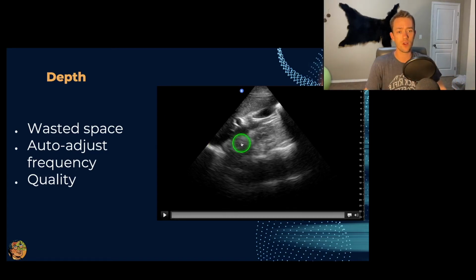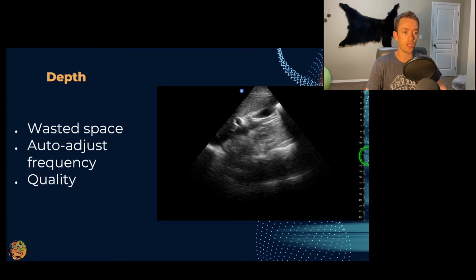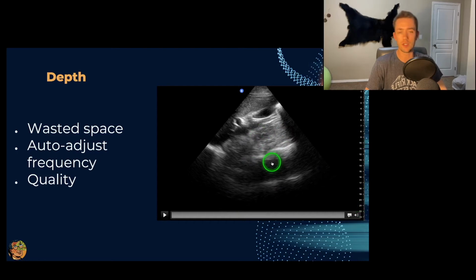And also, like in this image, I'm looking primarily at the gallbladder. Okay, so that's at about, and here's the portal vein. So that's about, let's say, max 8 centimeters, because this is demarcated in centimeters. Max 8 centimeters. Okay, what is this extra 16 centimeters doing? It's just wasted space, right?